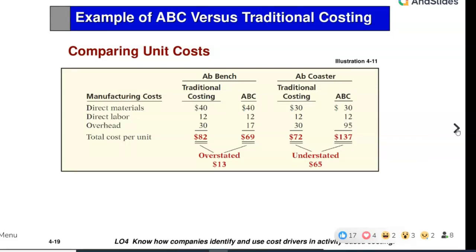Okay. It just shows you that when we have a number of different products and one product's more complex than the other, if we use the traditional way, the product that's more complex is always understated. It actually consumes more overhead than the traditional costing. Traditional costing says it consumes $30 in overhead. ABC says, no. It costs 95 in overhead. Therefore, we really misprice the production of our products.